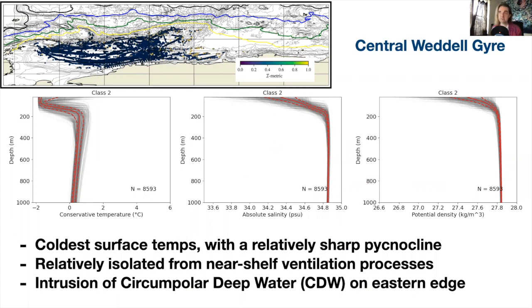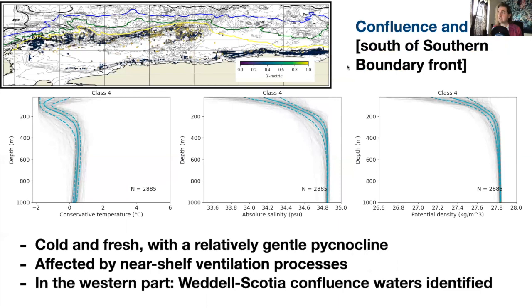And like I mentioned on the previous slide, there does seem to be a bit of intrusion of circumpolar deep water on that eastern edge. Here's that confluence class, the confluence and shelf south of the southern boundary front. Still very cold, very fresh. You see the cold temperatures there and warmer temperatures below, the temperature inversion. Like all of these classes, that's stabilized by the fact that the surface is fresh and the interior is salty, so that you do ultimately have a stable water column like you would expect, less dense water sitting on top of more dense water. So yeah, this is cold and fresh water.